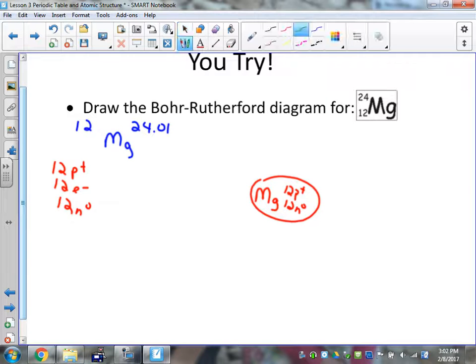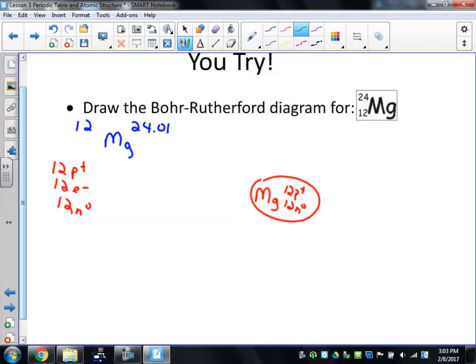Then I make another ring. That'll be the first energy level. I need to get a total of 12 electrons. And only 2 fit in the first one, yes? If you want to put them separately, fine. I'm not going to fight you. Go right ahead. That's fine. If you want to put them together, that's fine too. Those take up the first energy level.